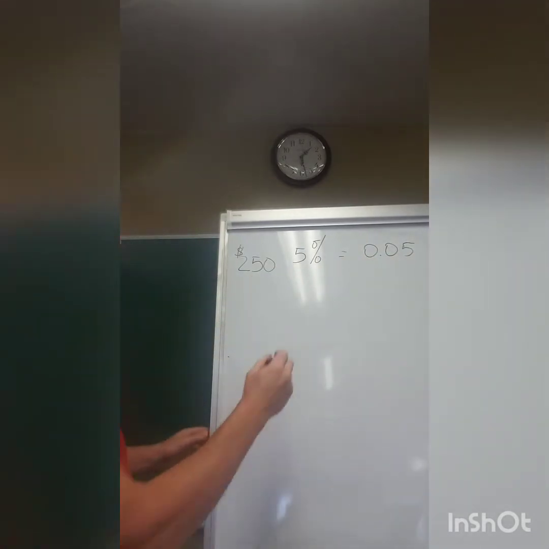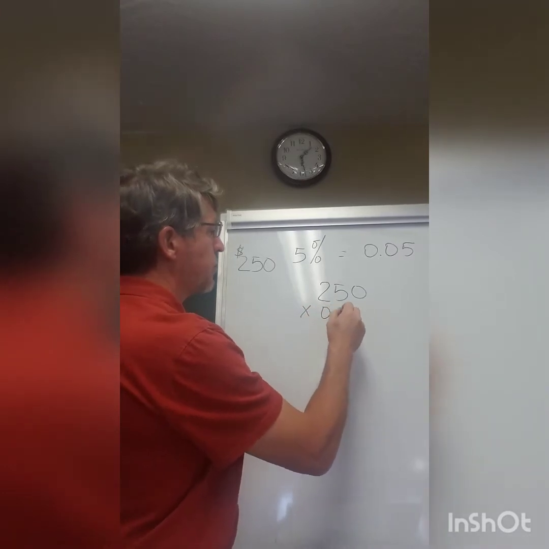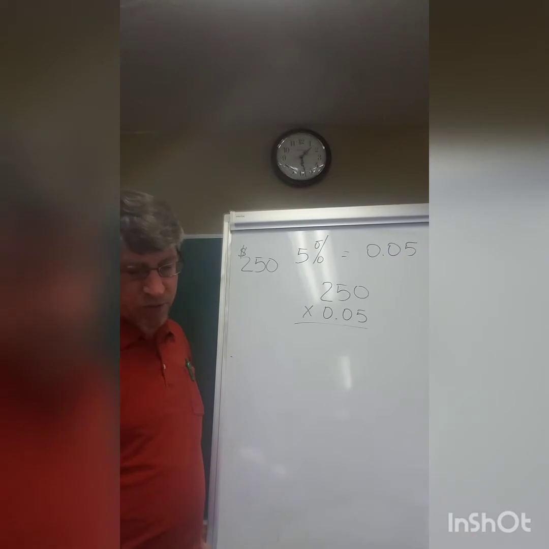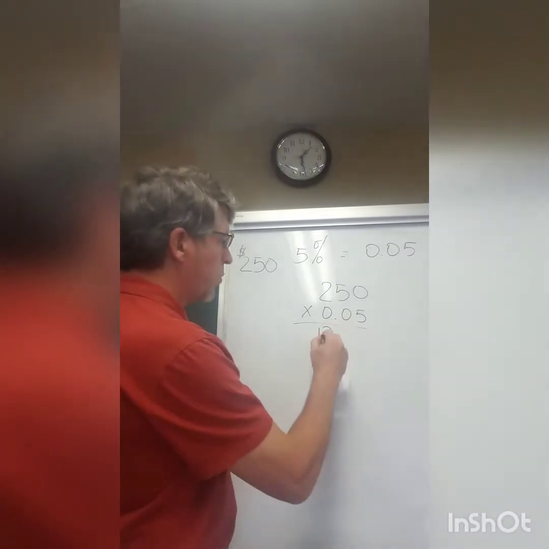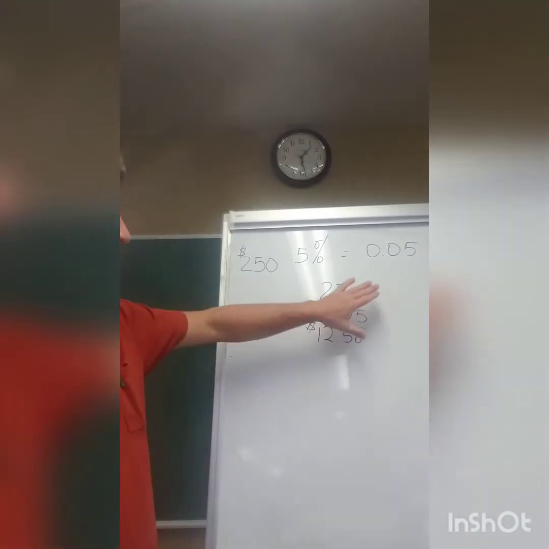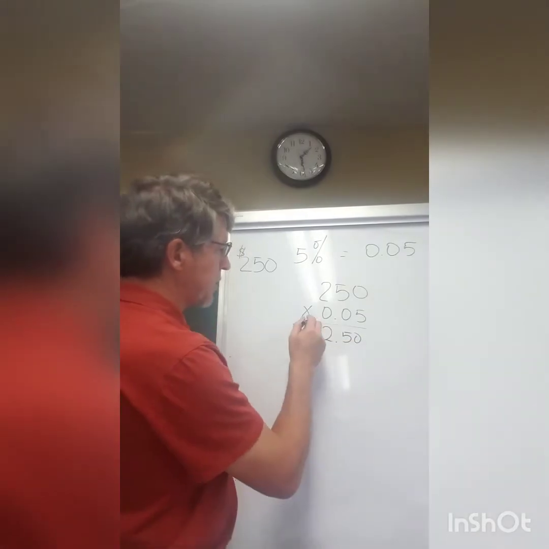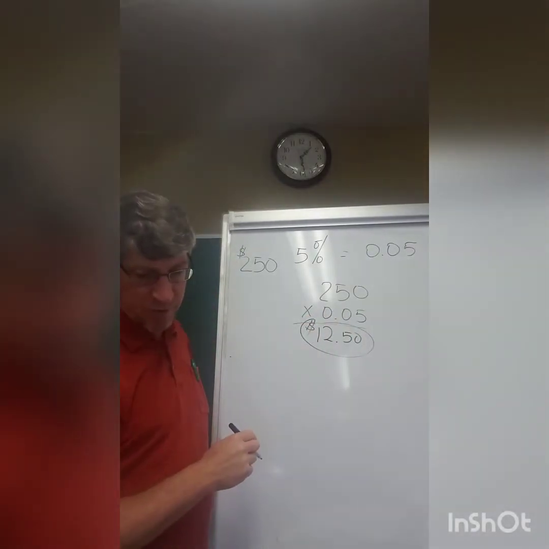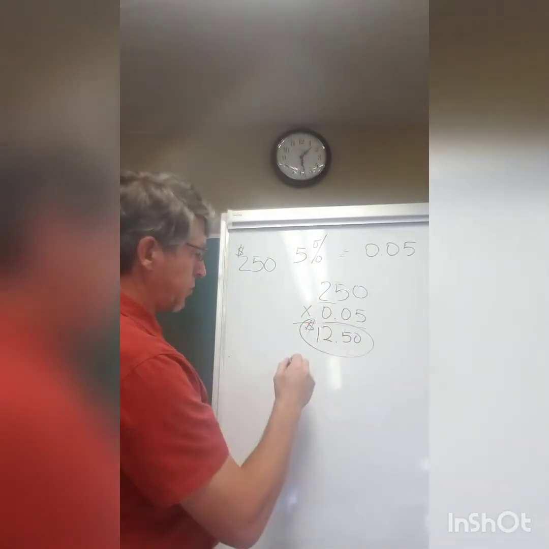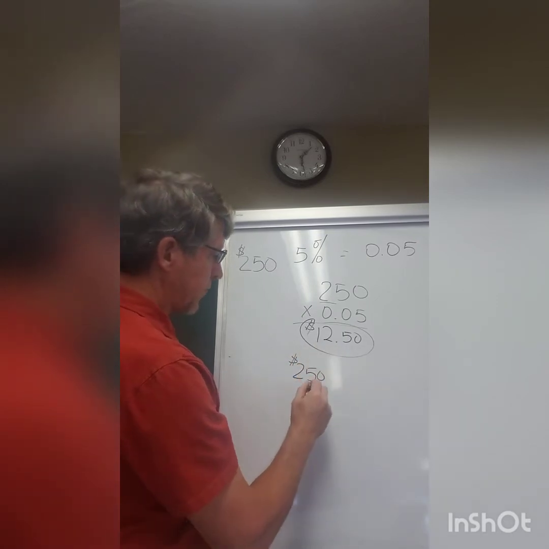So all you have to do is take $250 times 0.05 to figure out how much money he made in 1 year's time. And it tells you there, he made $12.50 that year without even having to work, because he put this money in the bank. So this was how much interest he made, $12.50. How much money did he have at the end of the year? Well, he started with $250, right? And he got $12.50 interest.